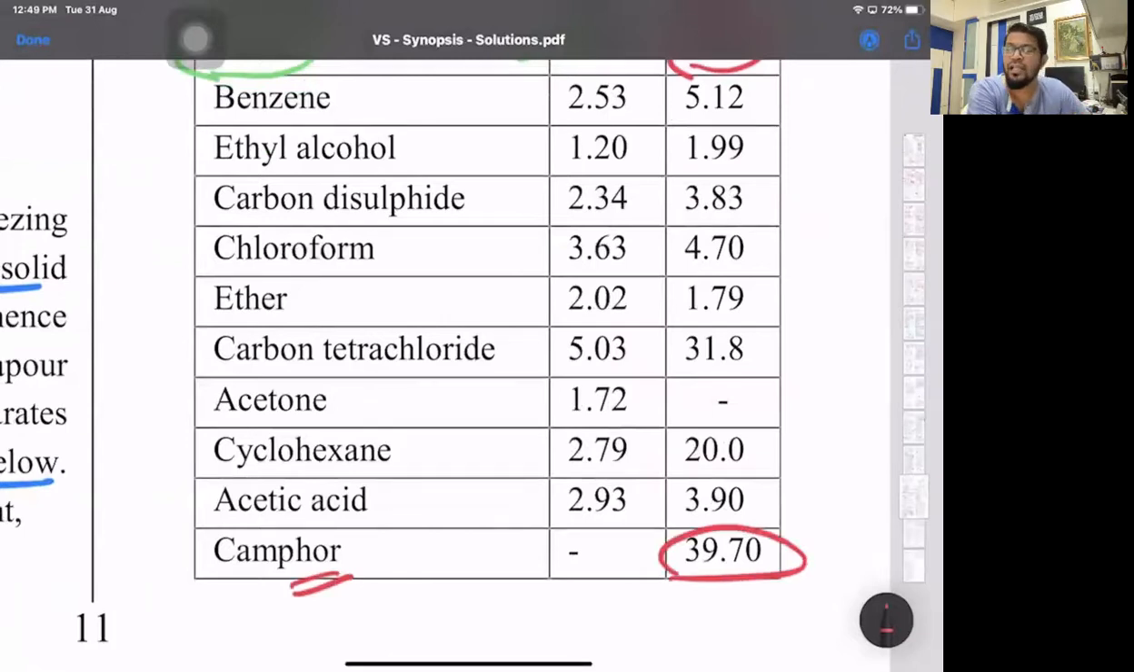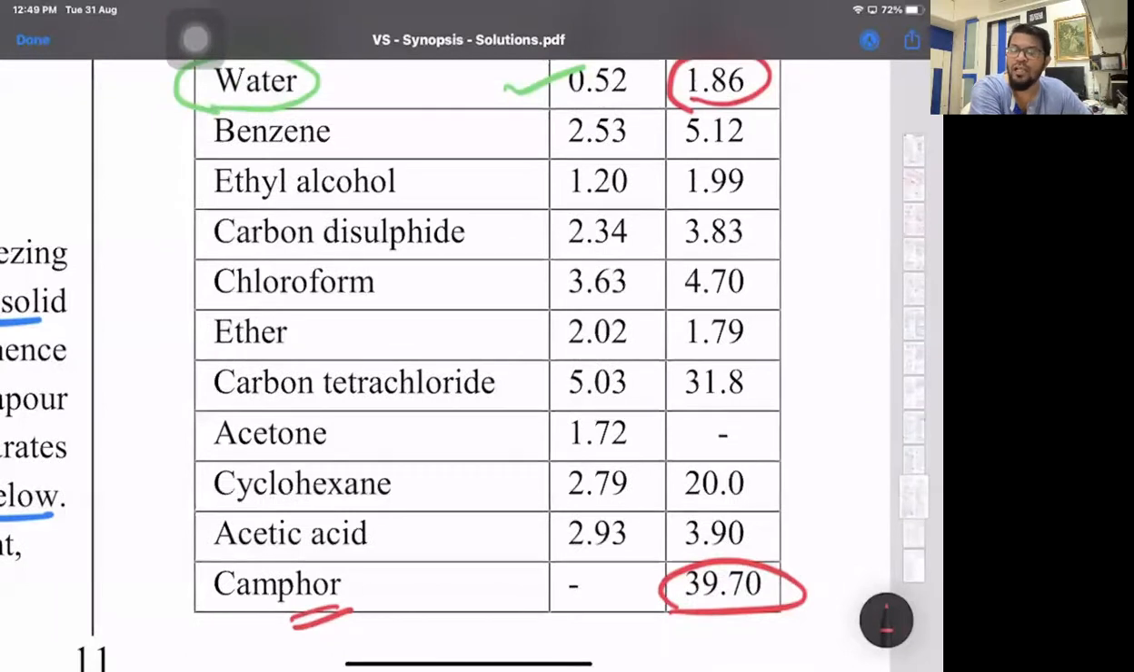Its Kf is 39.7, meaning that when 1 mole of a non-volatile solute is dissolved in 1 kg of camphor, the freezing point of camphor will be lowered by 39.7 Kelvin. So the more the depression in the freezing point, the greater the magnitude of delta Tf, and the greater the magnitude of delta Tf, the better the accuracy in calculating M2, that is, the molar mass of the non-volatile solute.